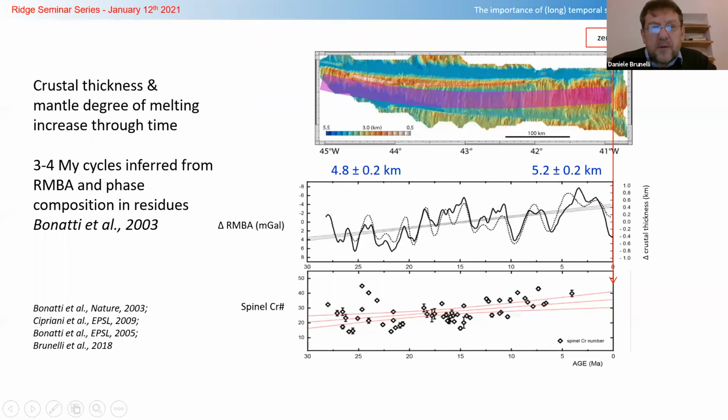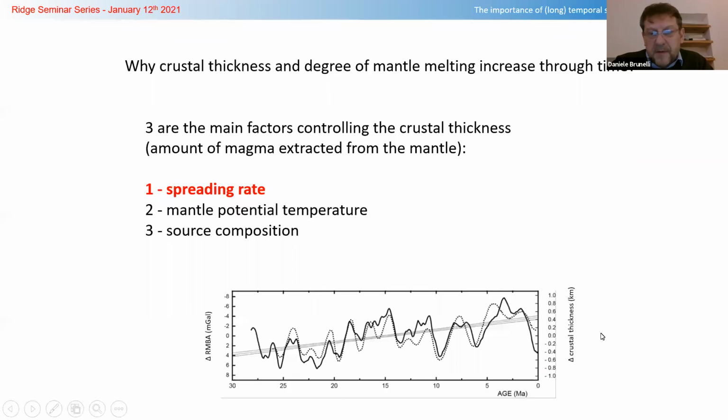If we look at the first indicator of the degree of melting that we can derive from the mantle section, notably the spinel Cr number, that gives us a first approximation of the degree of melting of the mantle, we observe that the spinel Cr number also increases through time. So apparently there is a coherence between the increase of the degree of melting through time and the increase of the crustal thickness through time. This goes in the right direction, apparently, and we will see that it is a little bit more complicated than that. But let's try to discuss what is causing this increase of crustal thickness and degree of melting through time in this section that is about 26 million years long along the Vema section.